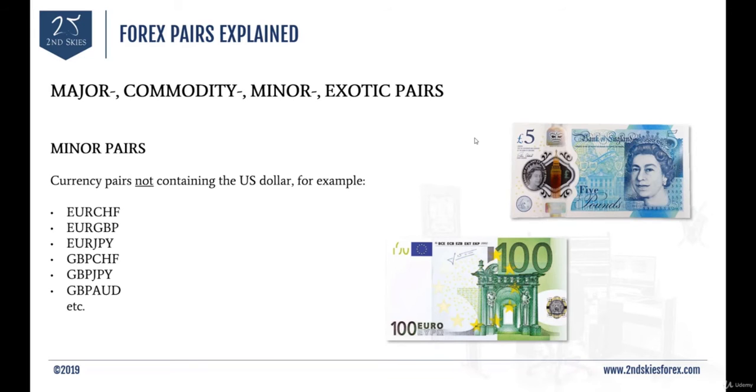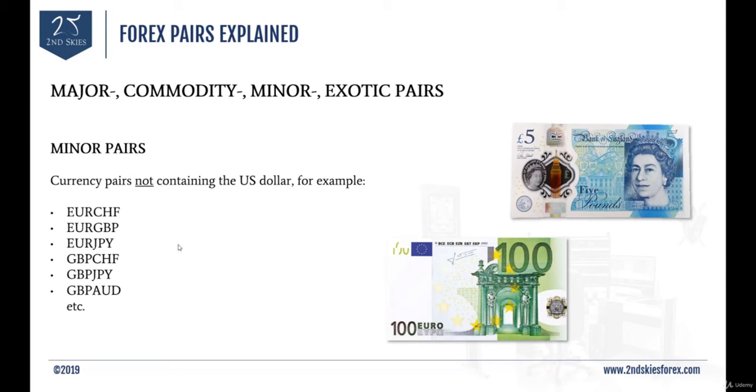When we talk about the minor pairs, these are currency pairs that do not contain the US dollar. So let's give some examples. These are G10 countries, but they don't have a US dollar in the currency pair. So euro to Swiss franc, euro to the Great British Pound, euro to the Japanese yen, pound to the Swiss franc, pound to the yen, pound to the Australian dollar, and so forth.